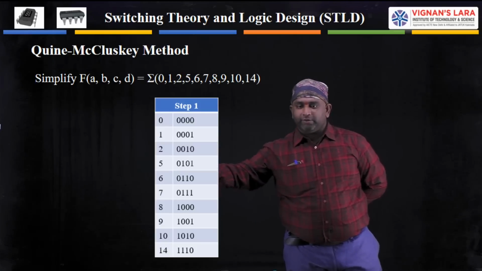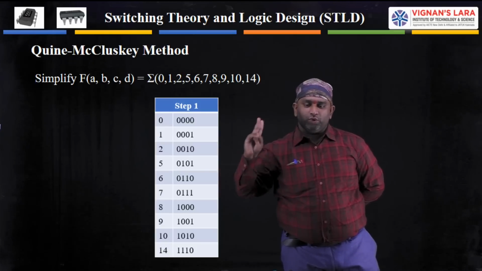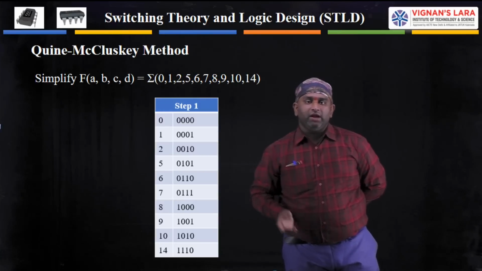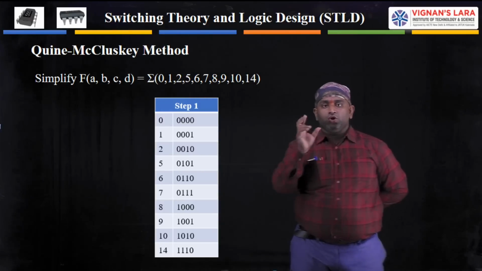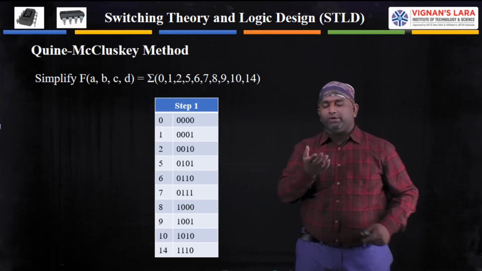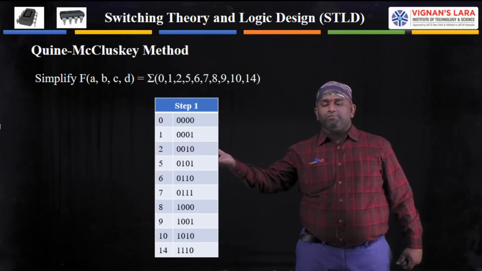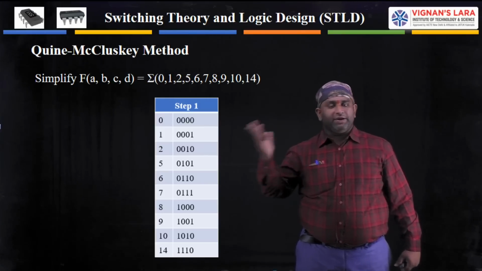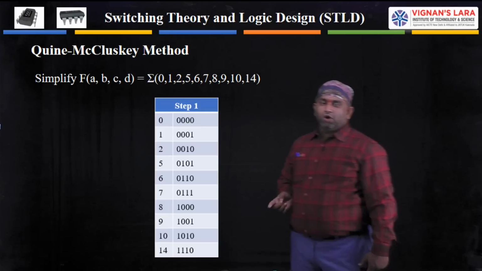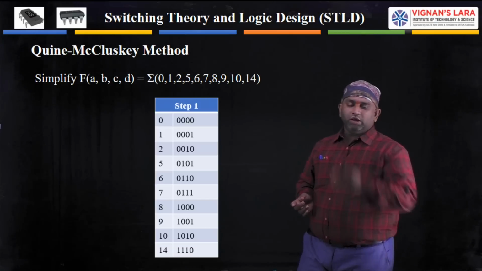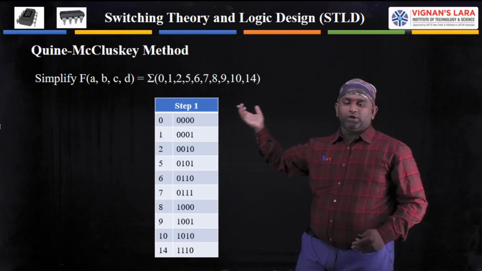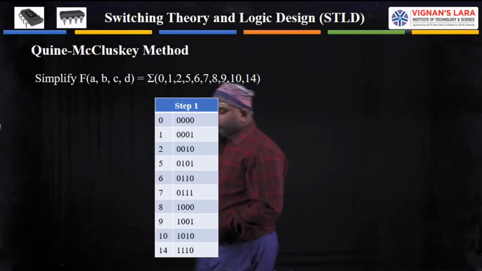And next, coming to 5, it has 2 ones, and 6 has 2 ones. And coming to 9 and 10, these two numbers also have 2 ones. So now here you have to count how many ones are available in that particular decimal equivalent binary number. So count the number of ones and arrange in order. Now the first group is 0, and the second group is 1, 2 and 8. You have to write these down based on the number of ones.